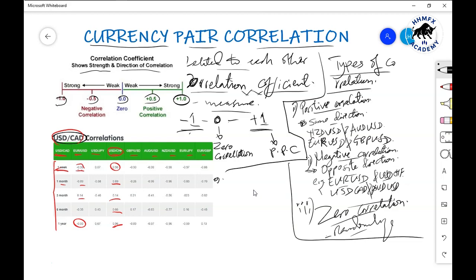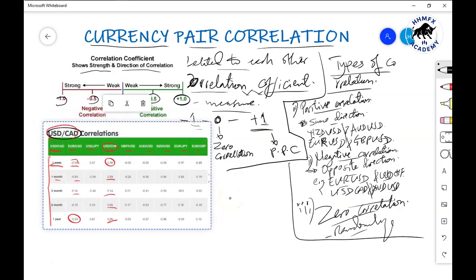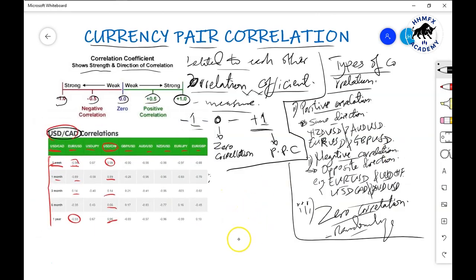So now let us see how you are going to use currency correlation in your analysis. There are many ways in which you may use currency pair correlation, but here we will discuss only 2 simple ways on how you can use currency pair correlation.